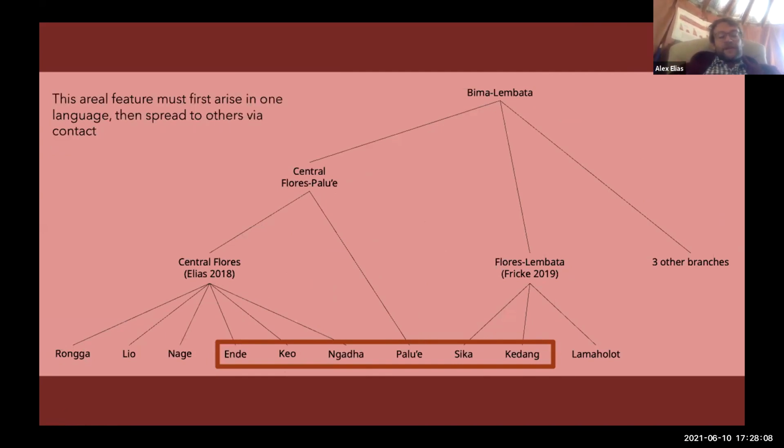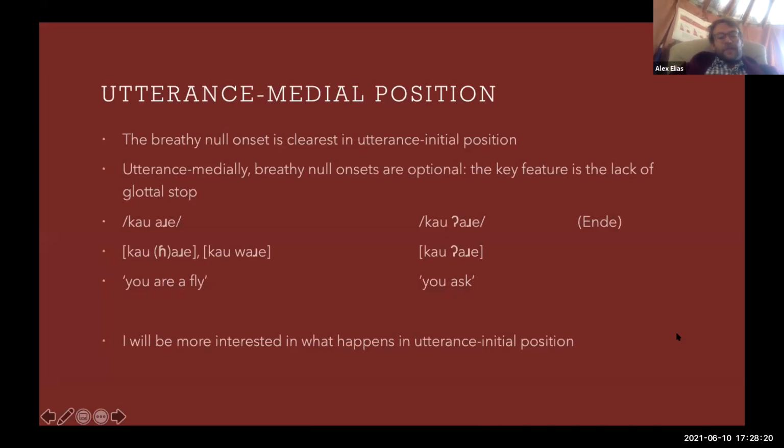This must have arisen in one language or group of languages and then spread to the others via contact once the process of differentiation had already started. This can't be due to common inheritance. So in utterance medial position, this contrast is basically just the presence or absence of a glottal stop. The breathiness is not required in utterance medial position.